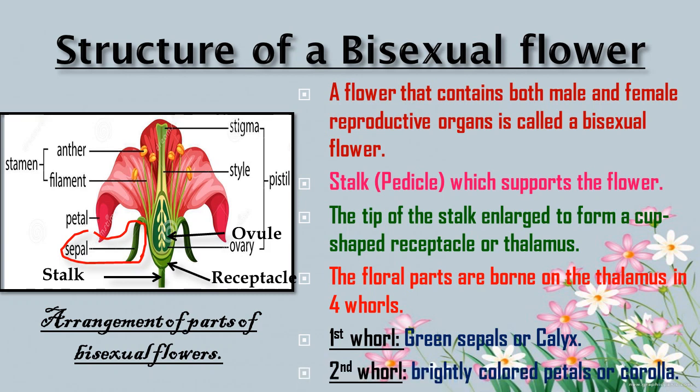And the second whorl of a flower is the large, brightly colored petals, collectively called the corolla. Okay, so in different flowers, petals of different colors are present. So these are the brightly colored petals, and collectively they are known as the corolla. So this is the second one.